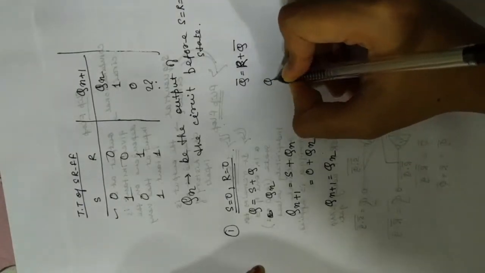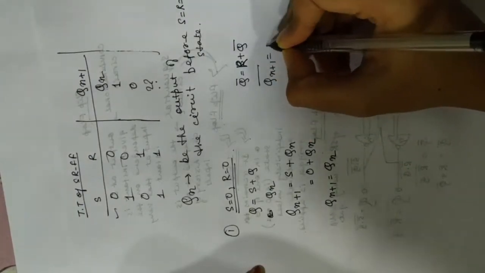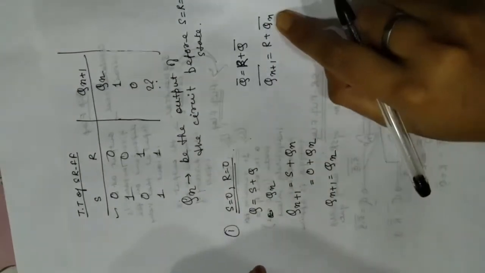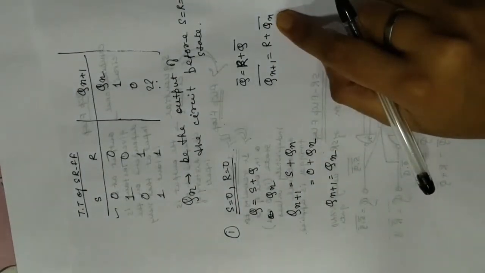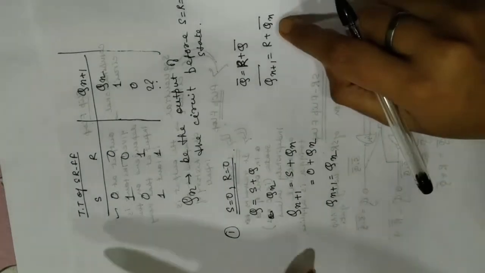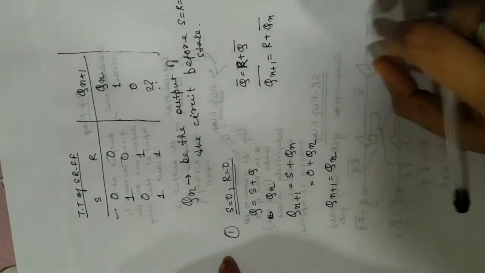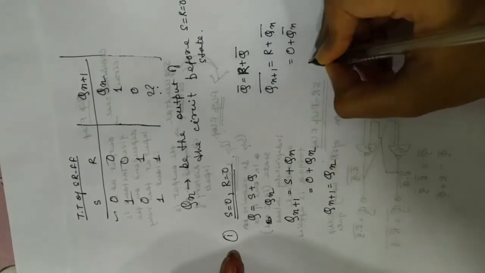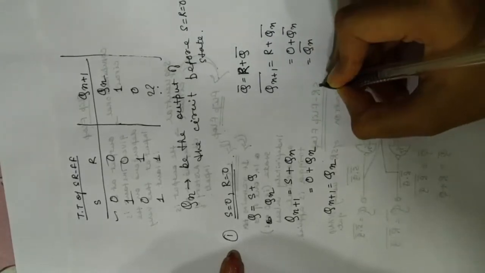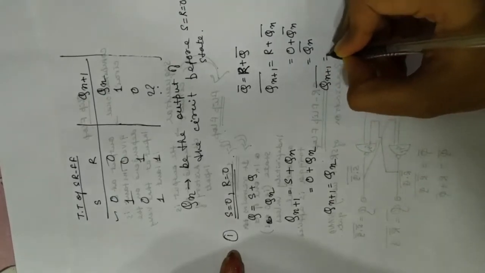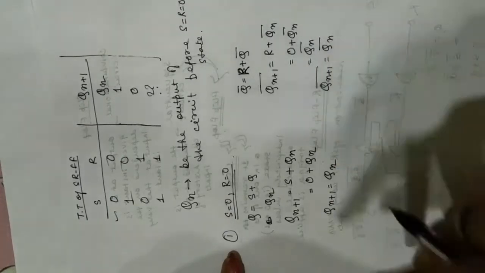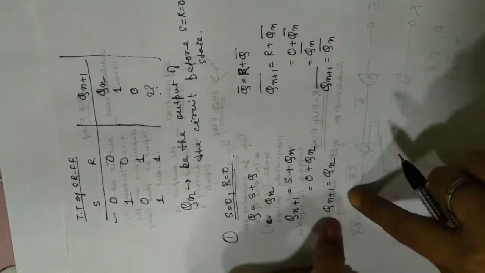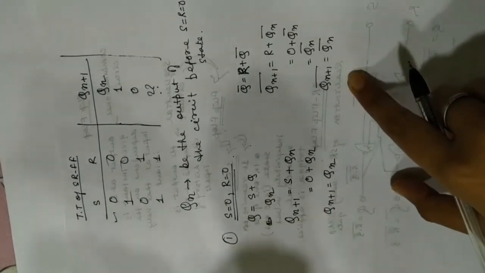Similarly, Qn plus 1 bar is equal to R plus Qn bar, because the feedback has been taken. If you see the circuit, the Qn has been taken back and that value of Qn is the previous value of Qn, right? So over here it becomes 0 plus Qn bar is equal to Qn bar. So Qn plus 1 bar is equal to Qn bar. So we can see that the new output is equal to the previous output.